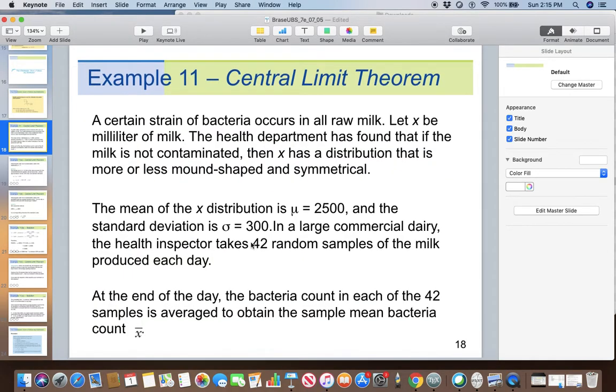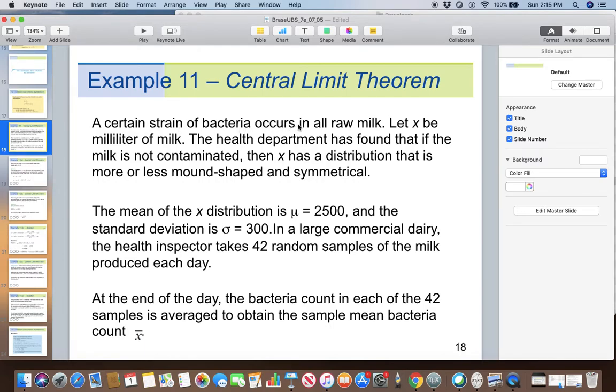Now here is an example. A certain strain of bacteria occurs in all raw milk. Let X be the bacteria count per milliliter of milk. The health department has found that if the milk is not contaminated, then X has a distribution that is more or less mound shaped. The mean of the distribution of X is 2500. Standard deviation is 300.